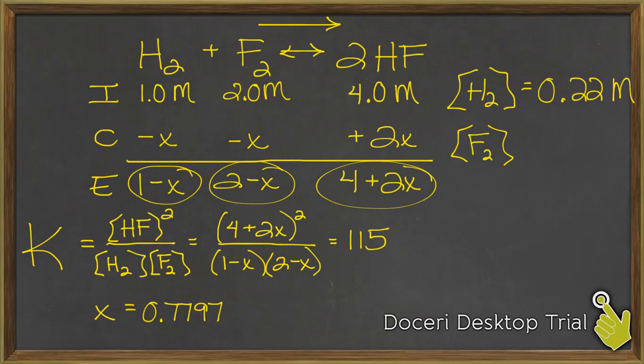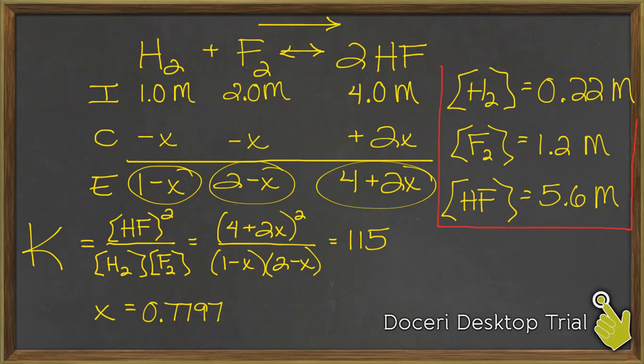Fluorine is going to be 1.2 molar, or 1.22, it's fine. And then HF, the final one, let's do that. 0.7797 times 2 plus 4, we'll call that 5.6. Okay, so let me put a box around it. Here is my final answer.